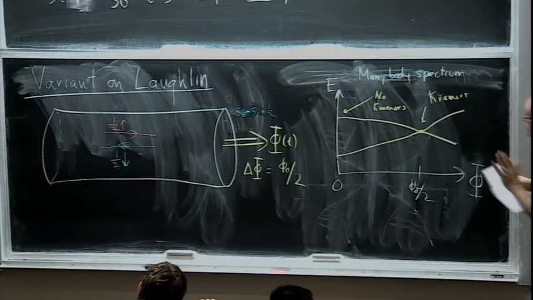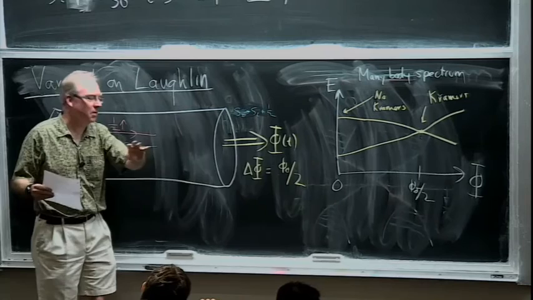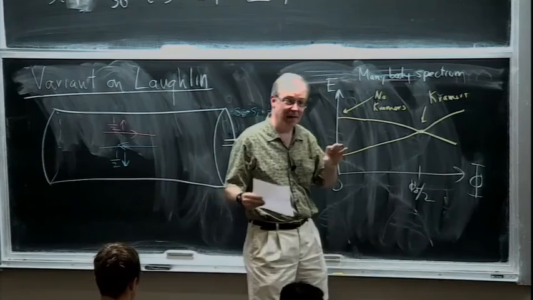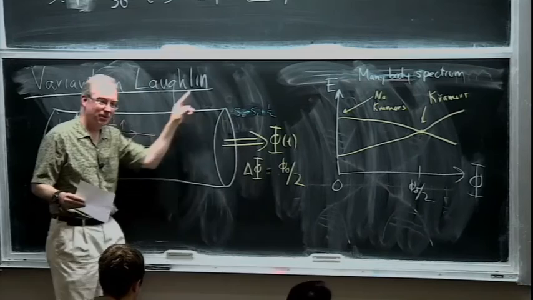Good. Yeah. So of course the total system will also have the other edge, and so there'll be another set of states that are on top of that as well. Okay. But since I have a gap in the bulk, it makes sense to focus on what's going on at one end.